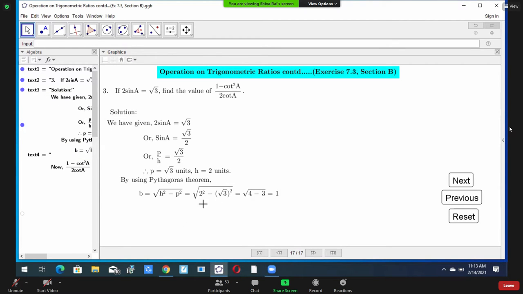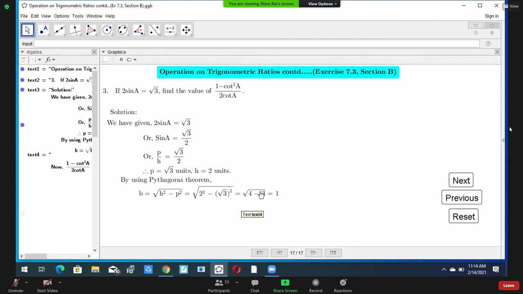H equal to 2, so H square equal to 2 square. P equal to root 3, so P square means root 3 whole square. It is very important here. 2 square means 4. Root 3 whole square means root 3 into root 3, which is root 9, and the square root of 9 is 3. So root 3 whole square means 3.